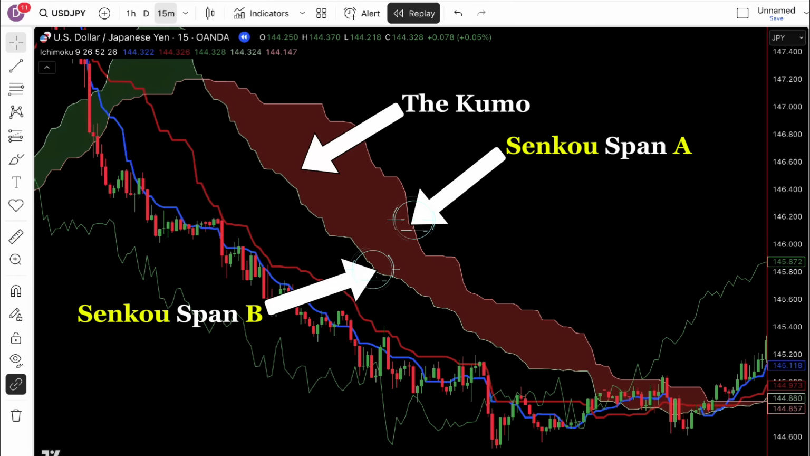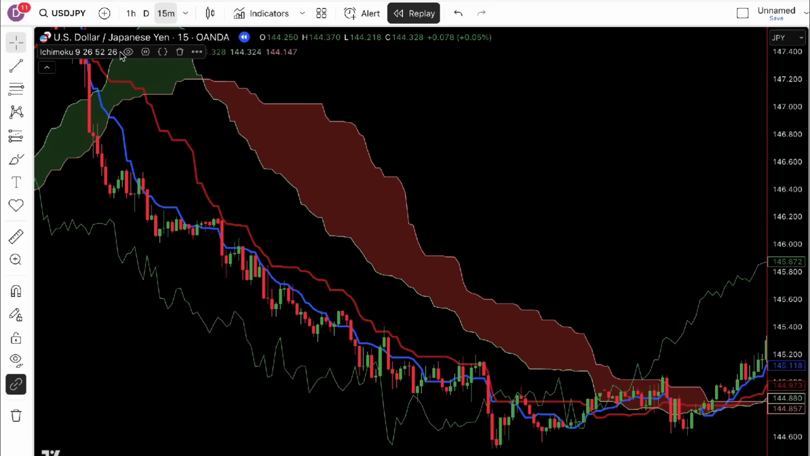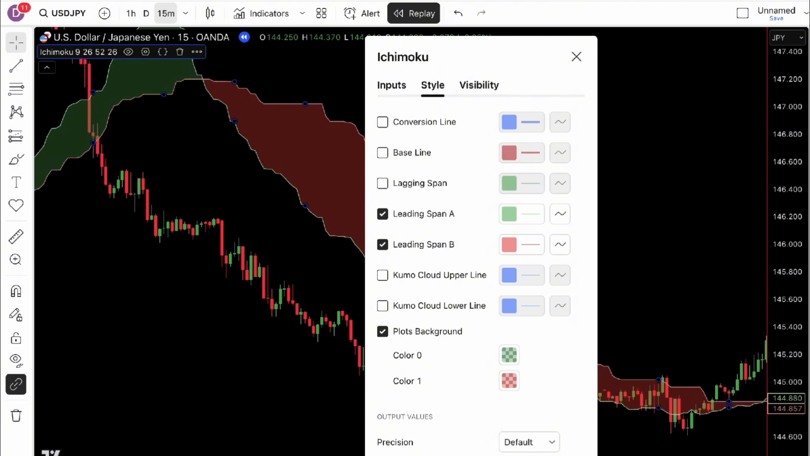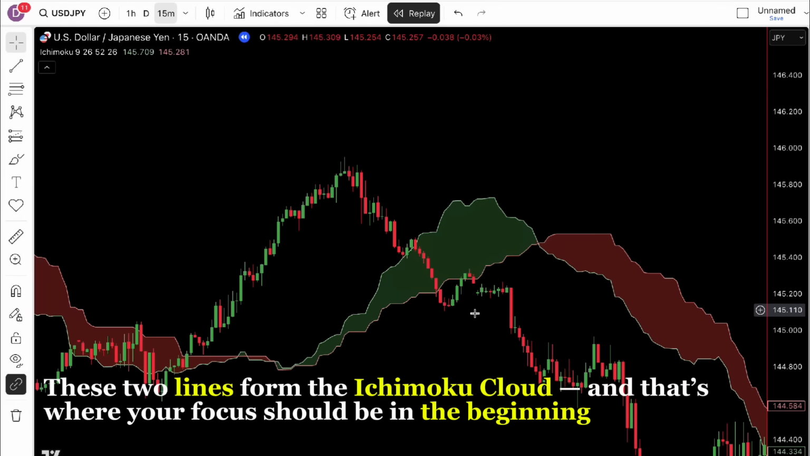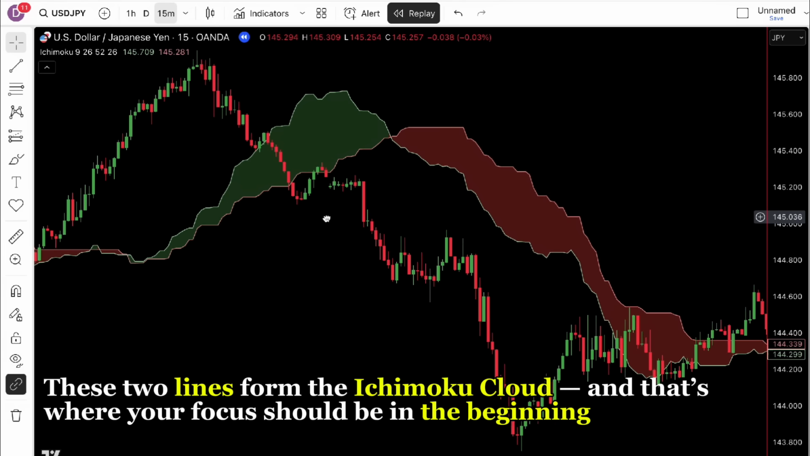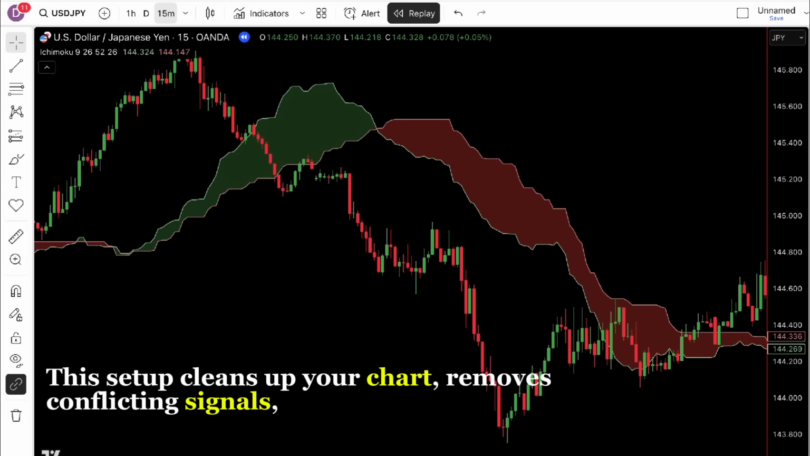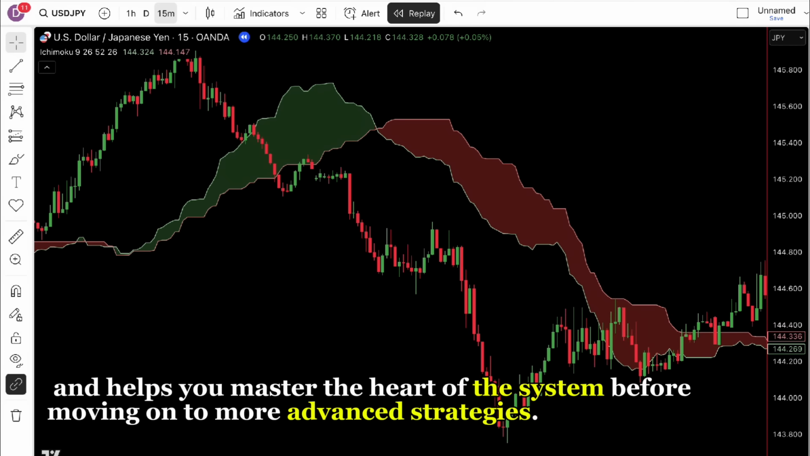So if you're just starting out, here's what we recommend. Hide all the other lines. Tenkan-sen, Kijun-sen, and Chikou span. Keep only Senkou span A and Senkou span B visible. These 2 lines form the Ichimoku Cloud, and that's where your focus should be in the beginning. This setup cleans up your chart, removes conflicting signals, and helps you master the heart of the system before moving on to more advanced strategies.